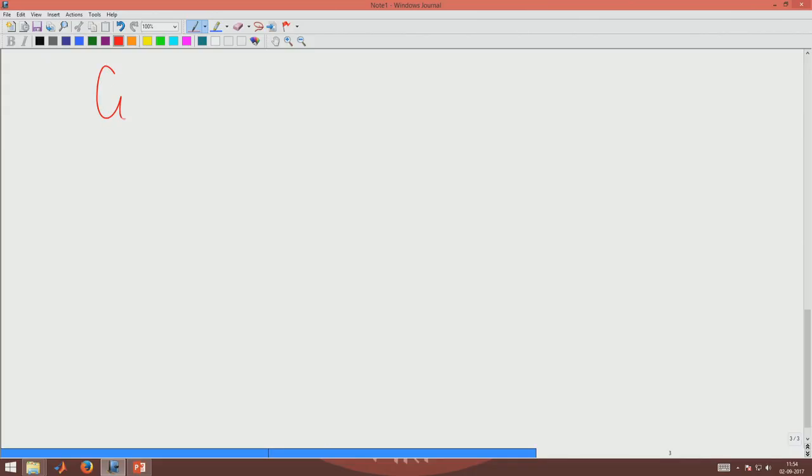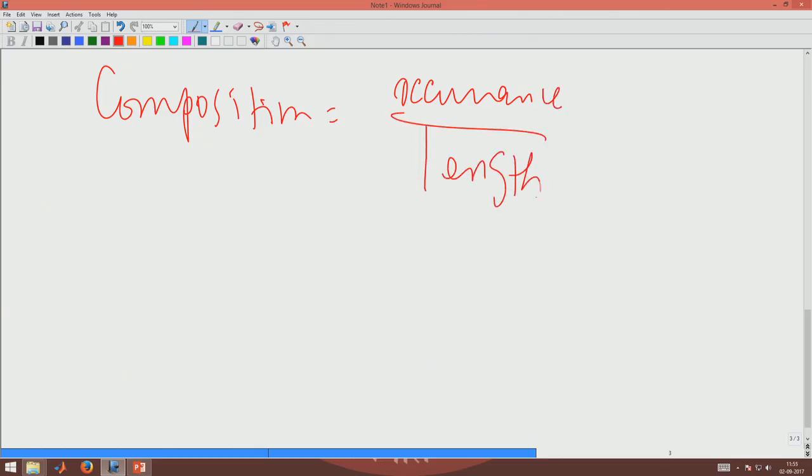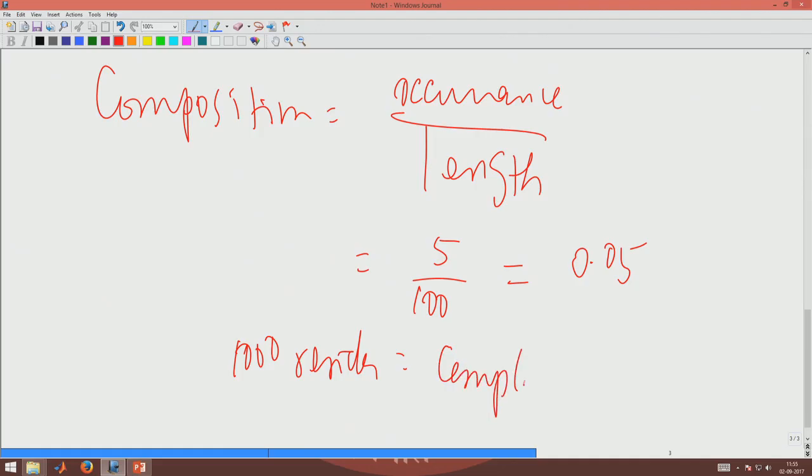So, in this case, composition is the occurrence divided by length. If you have 100 residues randomly distributed, what is the composition? This is 5 by 100, which equals 0.05. For the second case, you have 1000 residues. So, what is the composition for alanine? 50 by 1000, which equals 0.05, right.